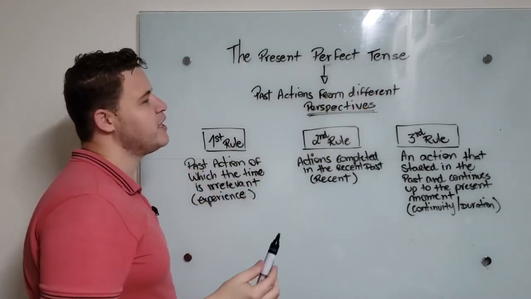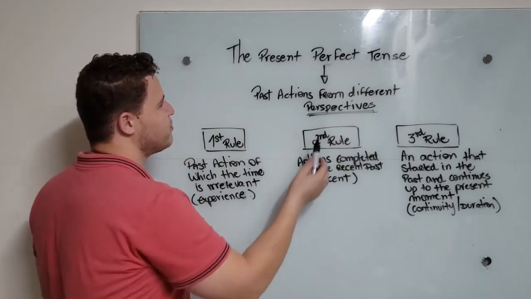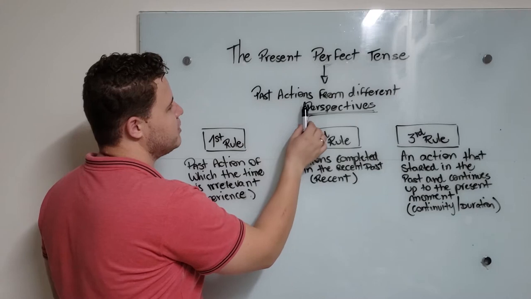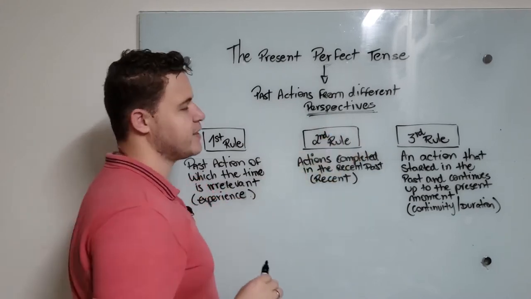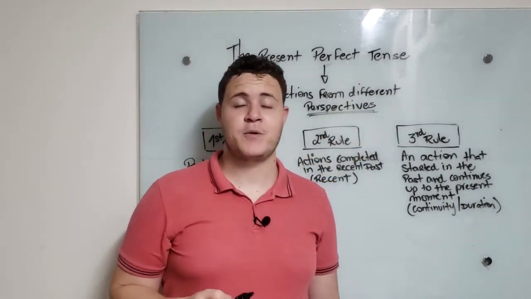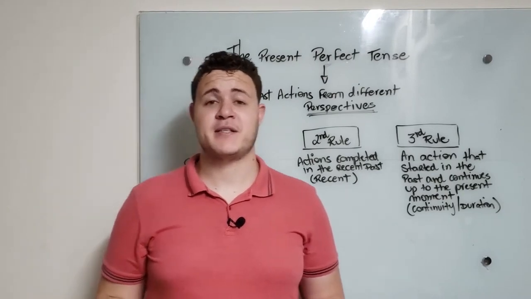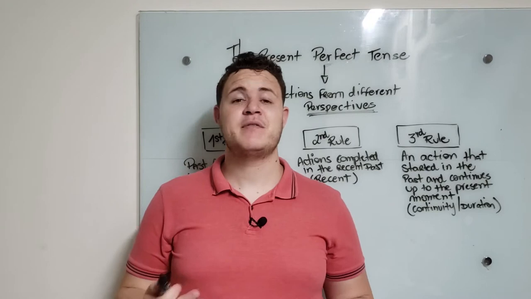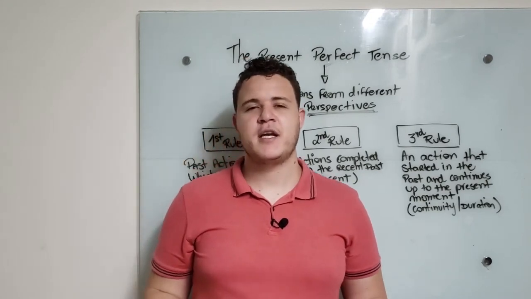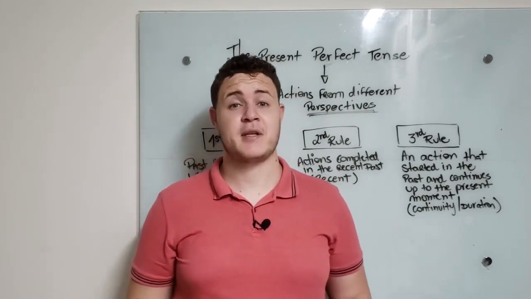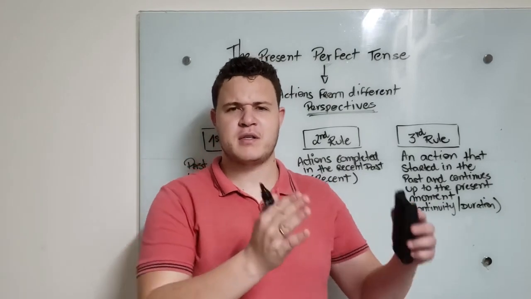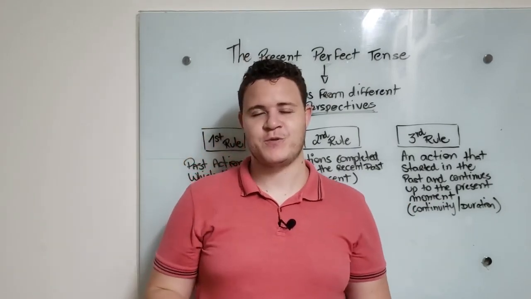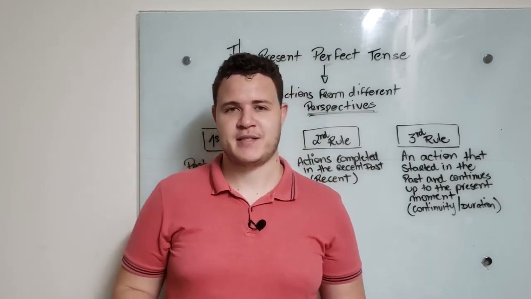Well, the first thing we need to know about it is that the present perfect tense exists so that we can talk about past actions from different perspectives. Exactly. So we use the present perfect tense to talk about actions that happened in the past, but from different perspectives. And today, in this lesson specifically, we'll talk about what these different perspectives are that we can have, or have to use, when we use the present perfect tense, okay?